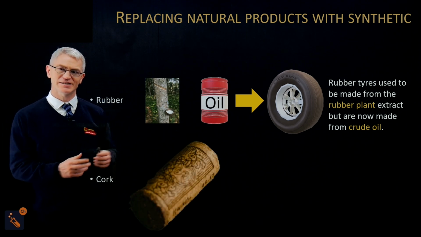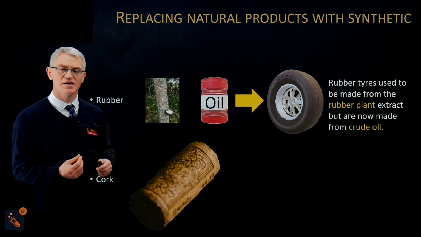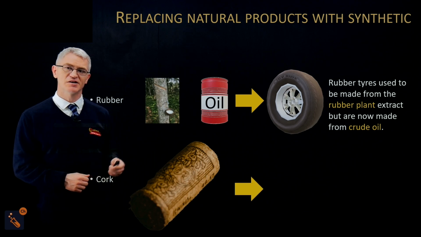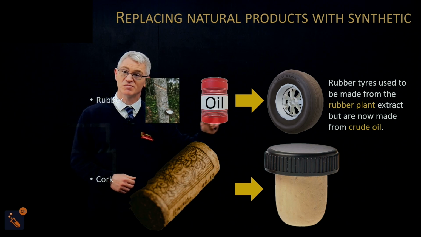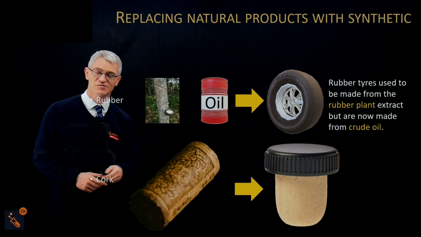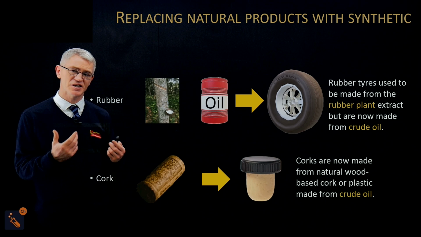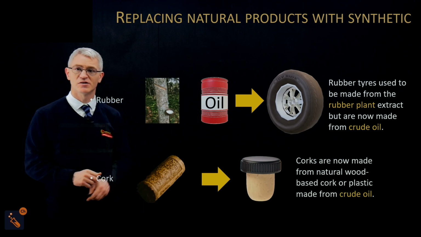Now, next one is cork. Cork is made of natural wood, okay, and still is for the most part. But sometimes what they've done now is they've replaced them with these synthetic corks. You see the plastic at the top, which is made from crude oil, and the bottom part is also made of plastic, which again is crude oil. So, two examples of how they've replaced natural products with synthetic products from crude oil.